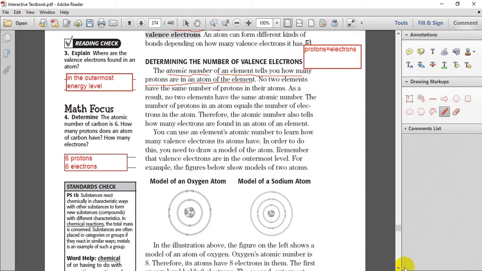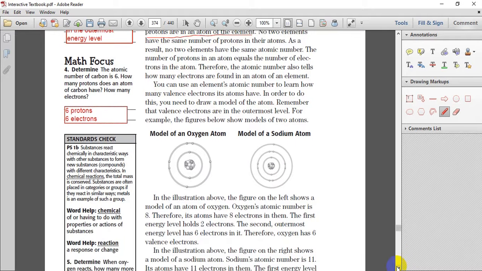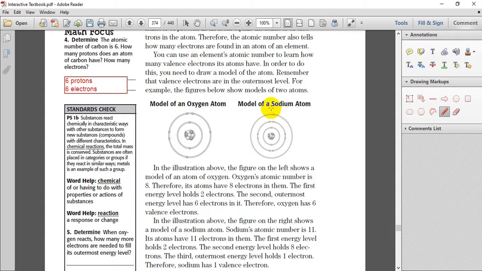Here we have two models for atoms, model 1 for the oxygen atom and model 2 for the sodium atom. How many valence electrons do we have here? Let's count: 1, 2, 3, 4, 5, 6. We have 6 valency electrons for oxygen. And for sodium, we look only at the outer shell, and sodium has only 1 valency electron.